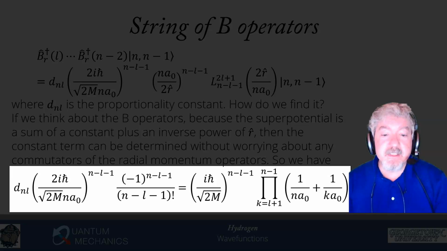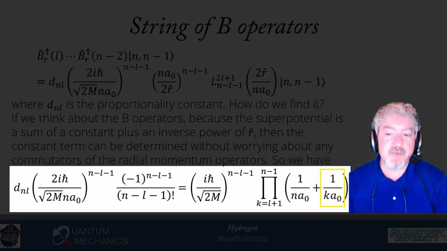Okay, so that is what is done for you on the right-hand side. You see every b hat dagger has a term that's multiplying the constant of i h bar over square root of 2m. So we have that raised to the n minus L minus 1 power. And then, because we have to do the substitution of the p r acting on the state n comma n minus 1, we just don't worry about the commutator. That means that the constant term will get a 1 over n a0 from the p r term, and it has a 1 over k a0 from the b dagger term, and that k is going to run from L plus 1 up to n minus 1, because as you remember, the term in that denominator is an L plus 1.